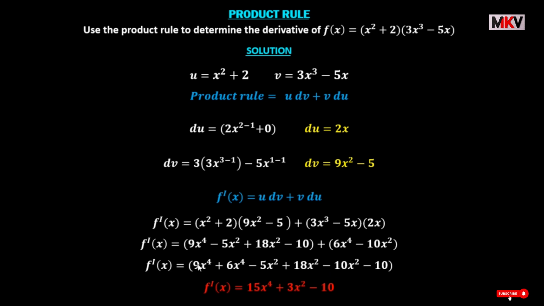So we simplify 9x to the power 4 plus 6x to the power 4, we are getting 15x to the power 4. Minus 5x squared plus 18x squared minus 10x squared, you are getting 3x squared minus 10. So this is the derivative of the function when the product rule is applied on it. So now this is how we go about using the product rule to find the derivative of a function.